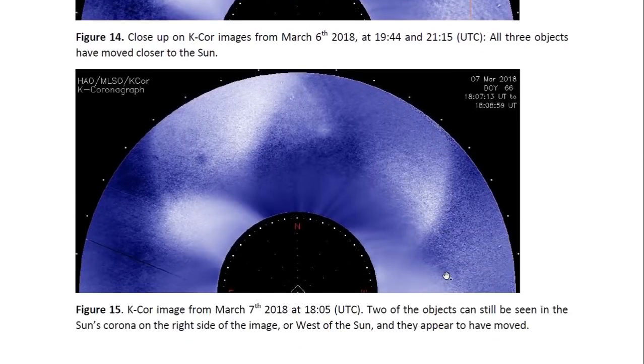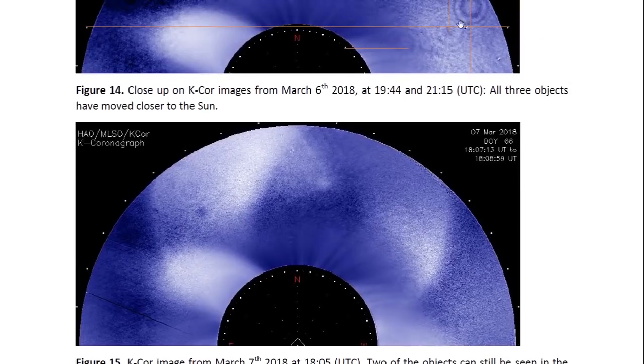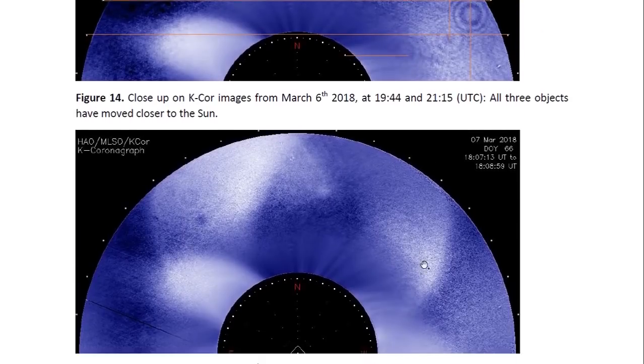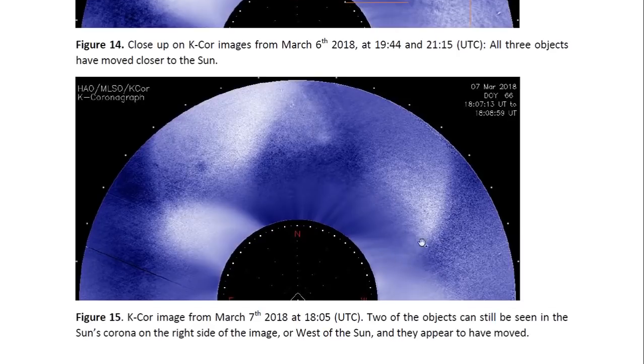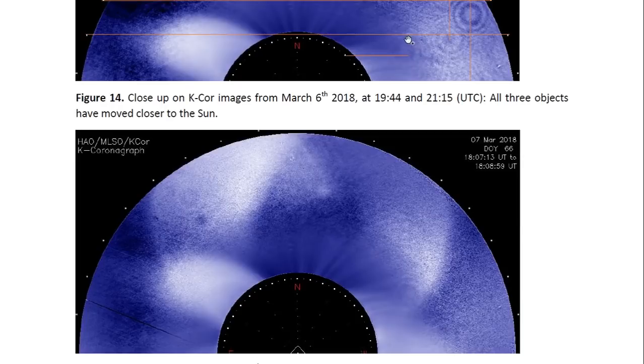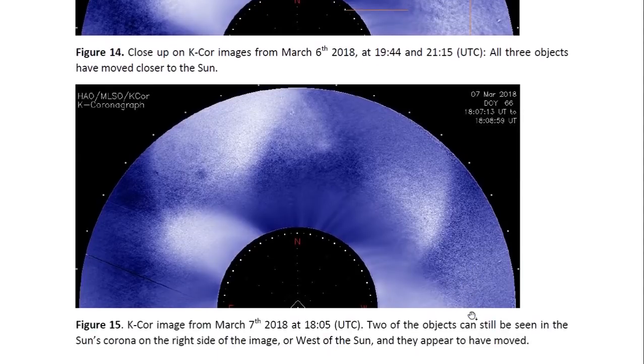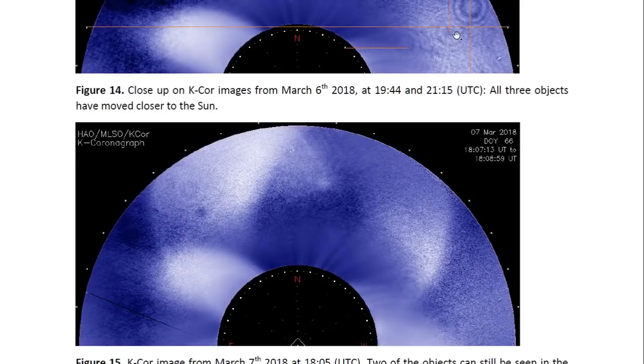Then this image is from March 7th, so a day later, at 1805. As you can see, the image looks quite different. We do not clearly see the objects. They are faint, but they seem to still be there. There's this one, which appears to be the same as that one. And then this one with a dark center is not as clear, but it seems to be the same object that we see there. It seems to have moved downwards.